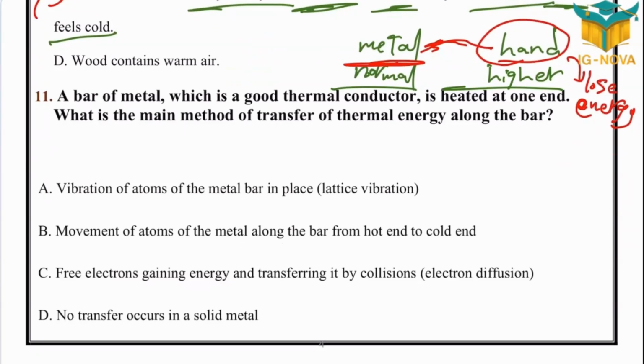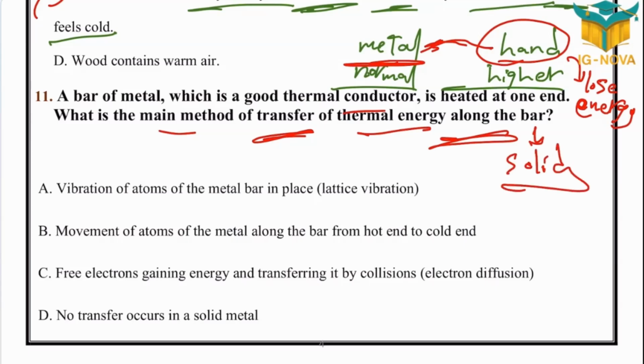Question 11. A bar of metal, which is a good thermal conductor, is heated at one end. What is the main method of transfer of thermal energy along the bar? Along the bar, a solid, it must be conduction, which is vibration of atoms. Yes, atoms vibrate, which is called lattice vibration.